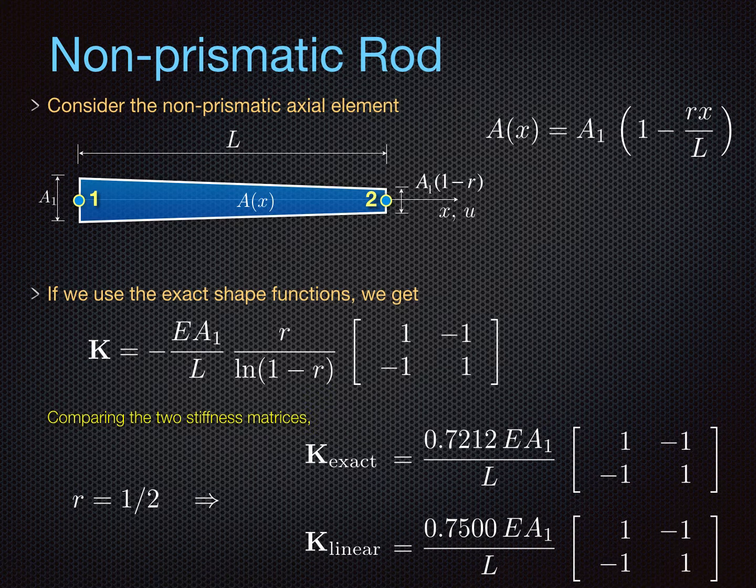As you can see, the use of the linear shape functions will only give us an approximation, and the nodal displacements that we would have computed by solving the discrete equilibrium equations would only be approximate but not exact.